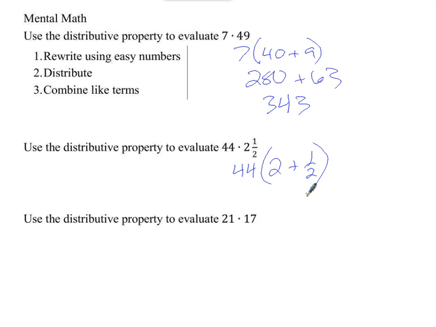So now we distribute the 44 times 2, which is, all right, we know that one, that's easy, 88. 44 times 1/2, in other words, half of 44, which is 22. So now we have 88 plus 22, which is 110.